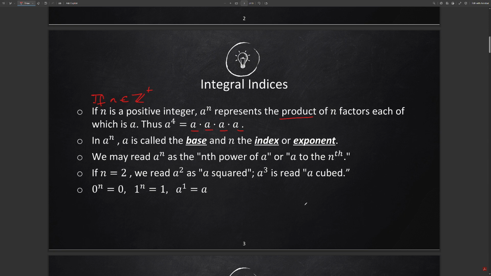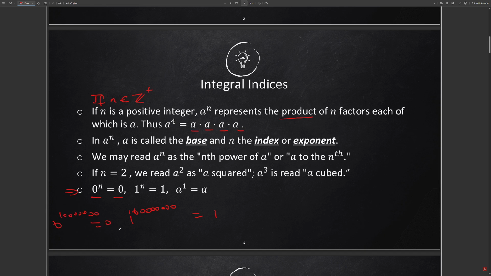Note that we have some special cases here in point number 5. This one here is very important: 0 to the power of n is equal to 0. So this tells me that 0 to the power of anything is 0. 1 to the power of n is equal to 1. So 1 to the power of any n is always equal to 1. So 1 to the power of 1 million, 1 billion, whatever, will always be 1. And 0 to the power of 1 million or billion or trillion or whatever will always be 0.